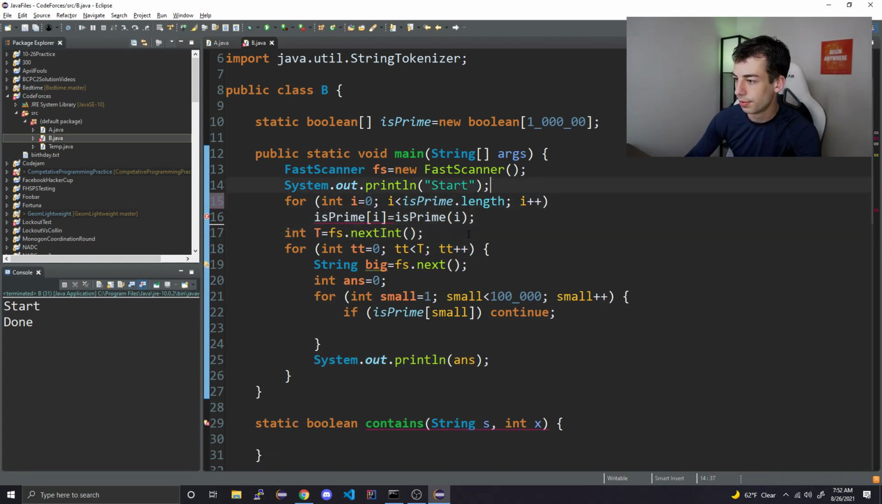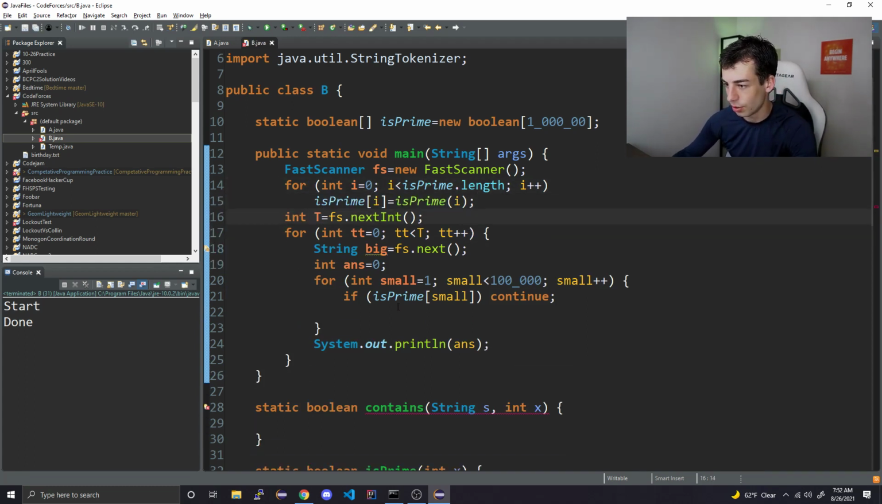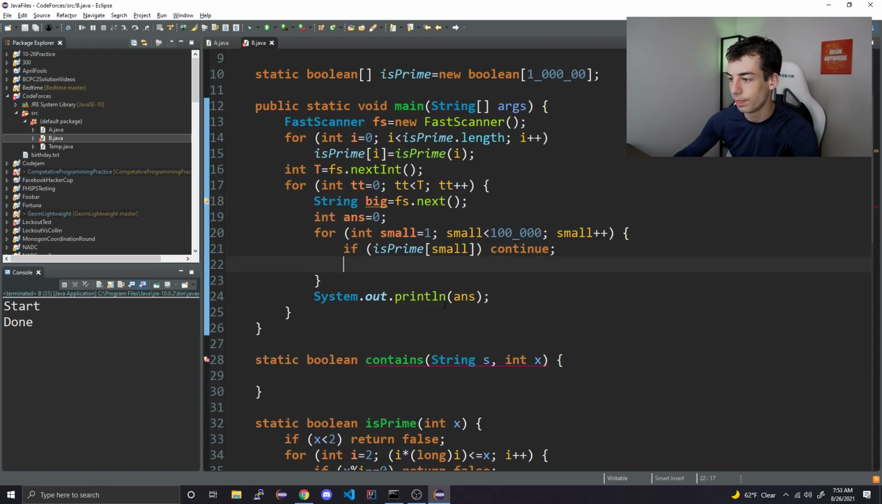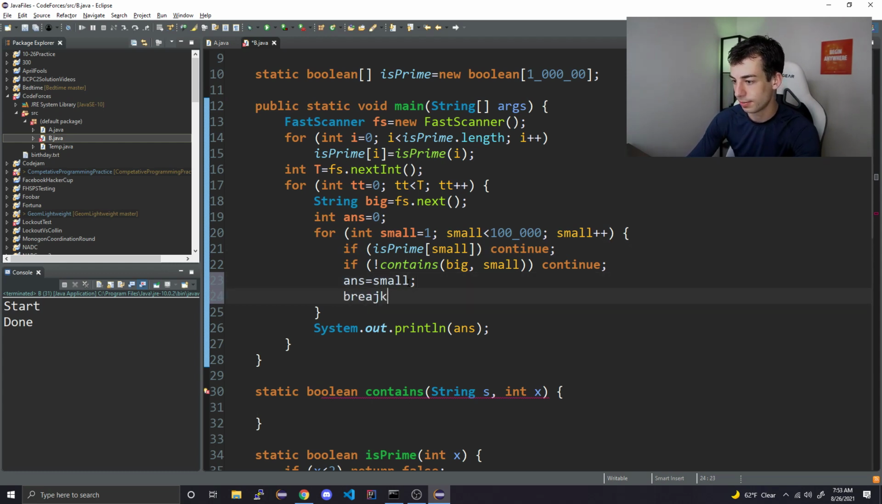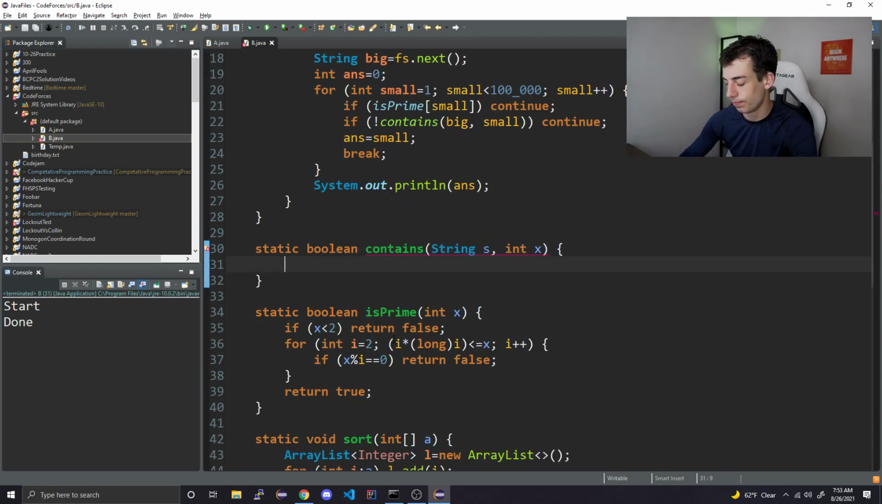So do the pre-compute, we can handle this, do our test cases, get the input. If not contains big, small, then continue. Otherwise it contains us, we're a prime, and there's no answer smaller than us. So ans equals small, and then break. And then we should be good. Yeah, so we just need this contains method.